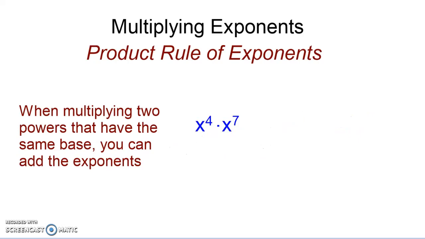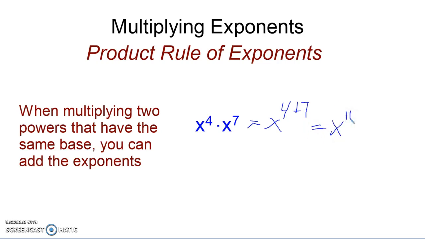Another example is if we have x to the 4th times x to the 7th. We know the x's have the same base, so this is going to be x to the 4 plus 7, which is going to be equal to x to the 11th, okay?